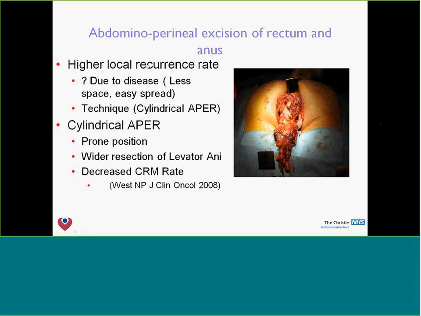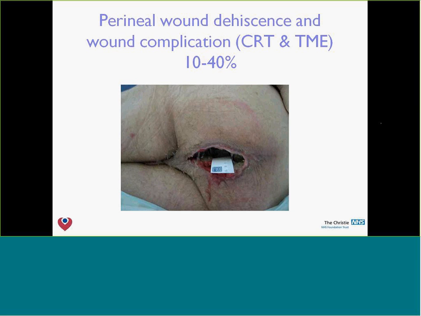Abdominal excision, there used to be a high incidence of local recurrence. People felt it was due to the disease, less space, easy spread, and then this concept of cylindrical APR came up. We do this operation in the prone position, as you can see, a prone specimen being retrieved, with wider excision of levator ani. This certainly showed a decreased circumferential resection margin positive rate, but unfortunately this comes with huge complications as well. Like one of our patients who had a huge perineal breakdown, and this took a long time to heal. We say that the complication rate is about 10 to 40%.